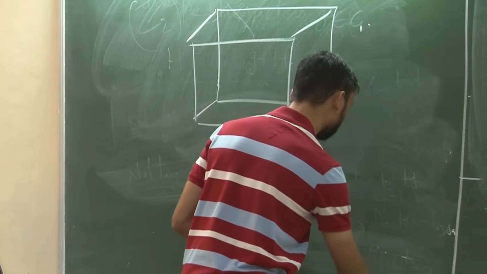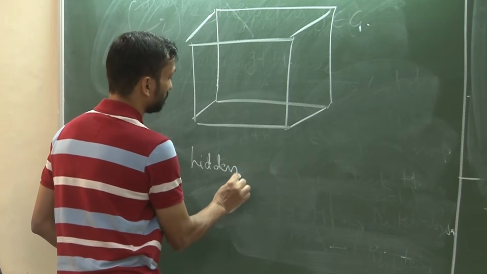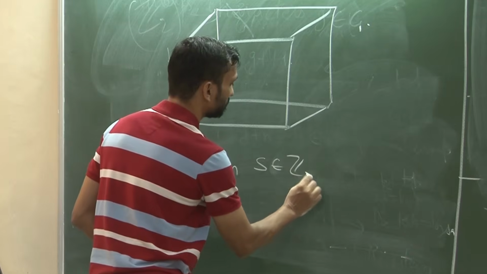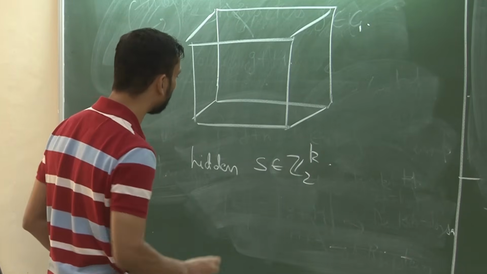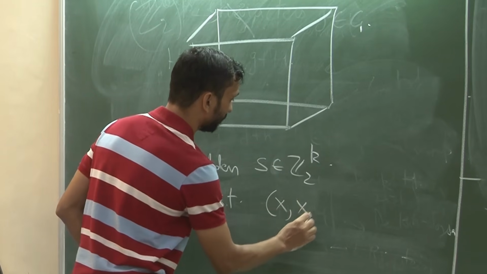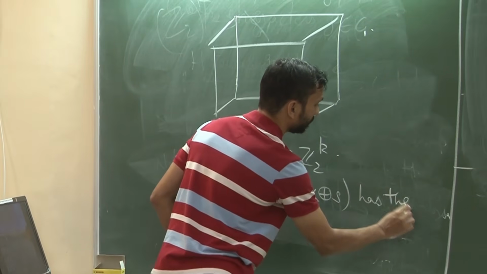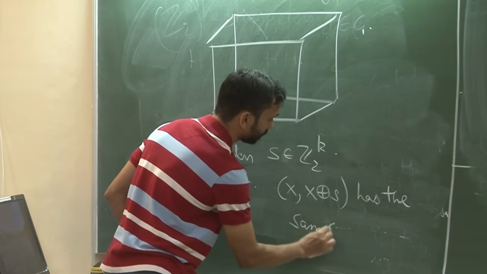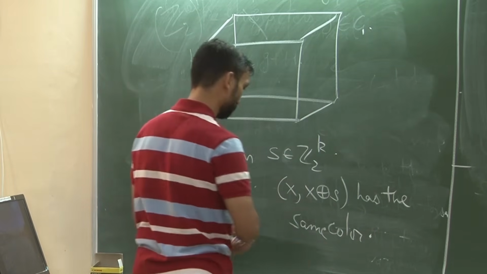Let me just remind you what Simon's problem was. There was a hidden string s in Z2 to the power k such that x and x XOR s have the same color.